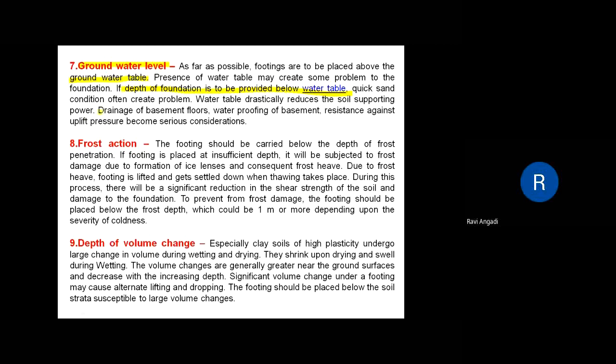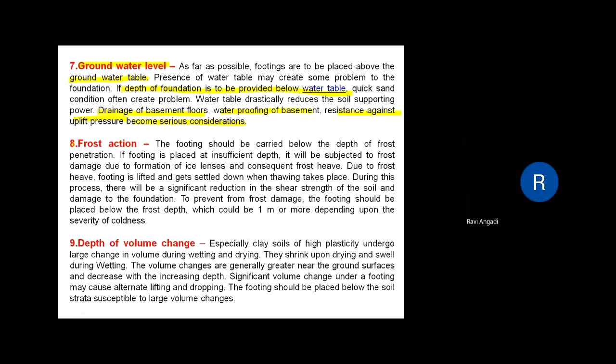Drainage of basement floors, waterproofing of basements, and resistance against uplift pressure become serious considerations if the water table is present above the footings. So all these problems will be created.